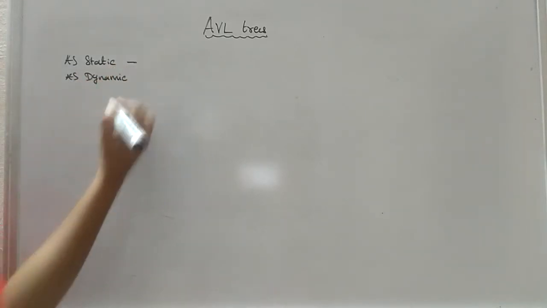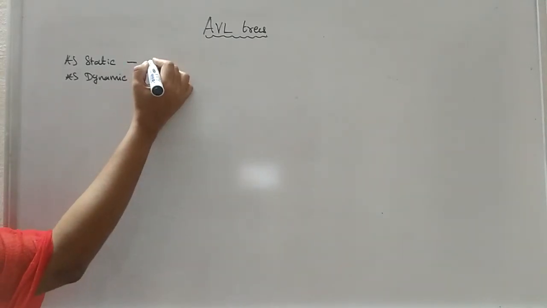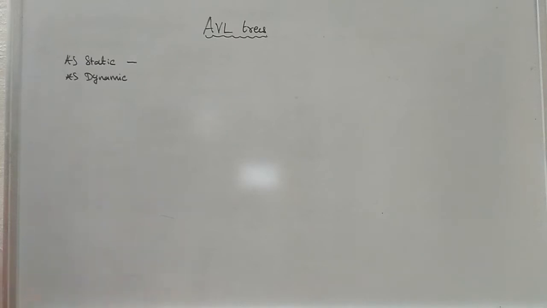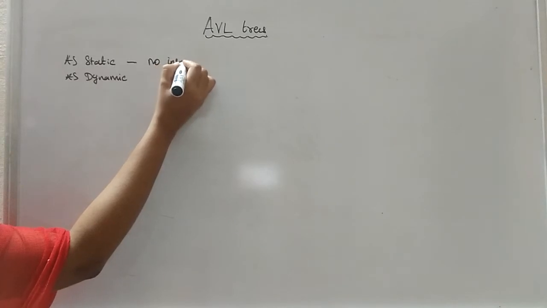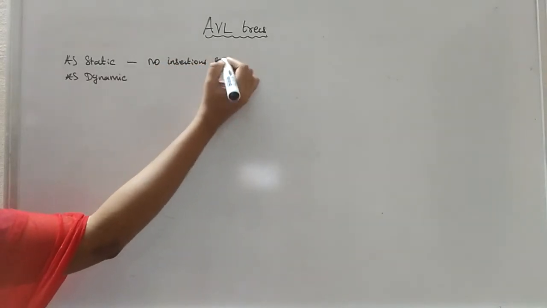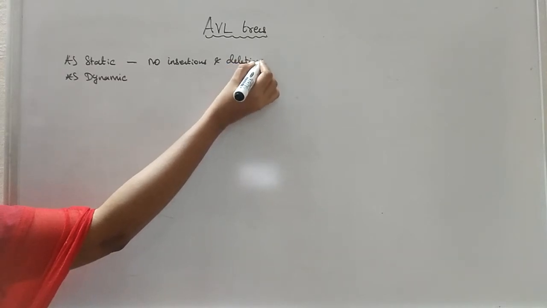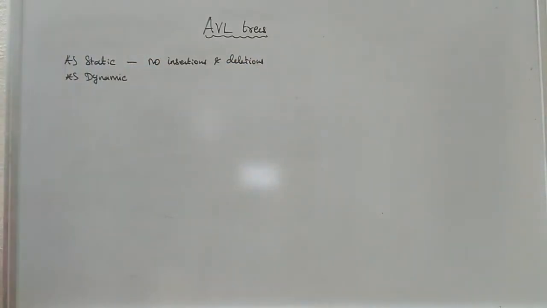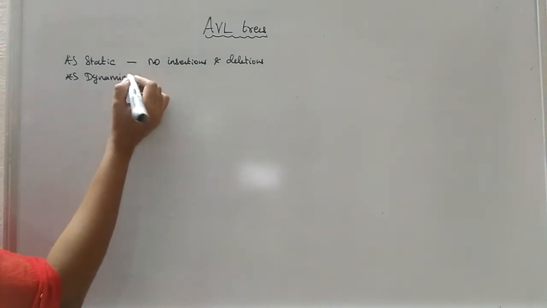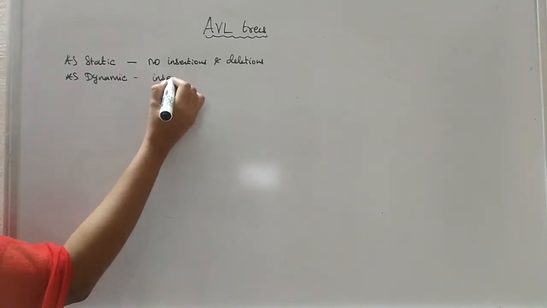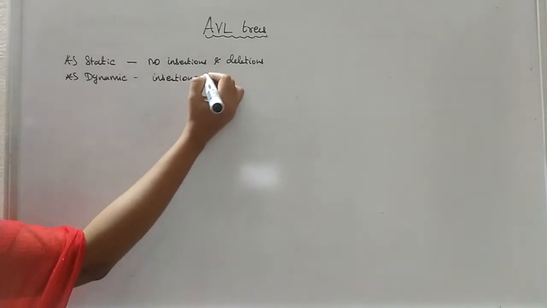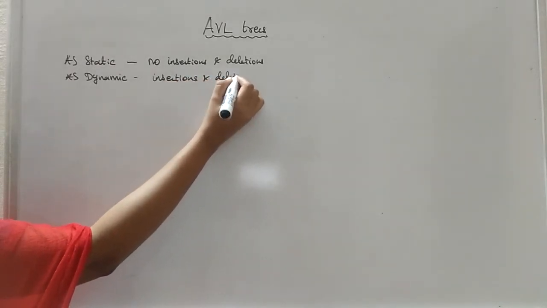If it is static, insertions and deletions are known in advance, so no insertions and deletions will be performed in the static structure. When we take the dynamic one, the term itself reveals it is dynamic. It means you can perform insertions and deletions whenever needed, so modifications can be done in the dynamic tree table.